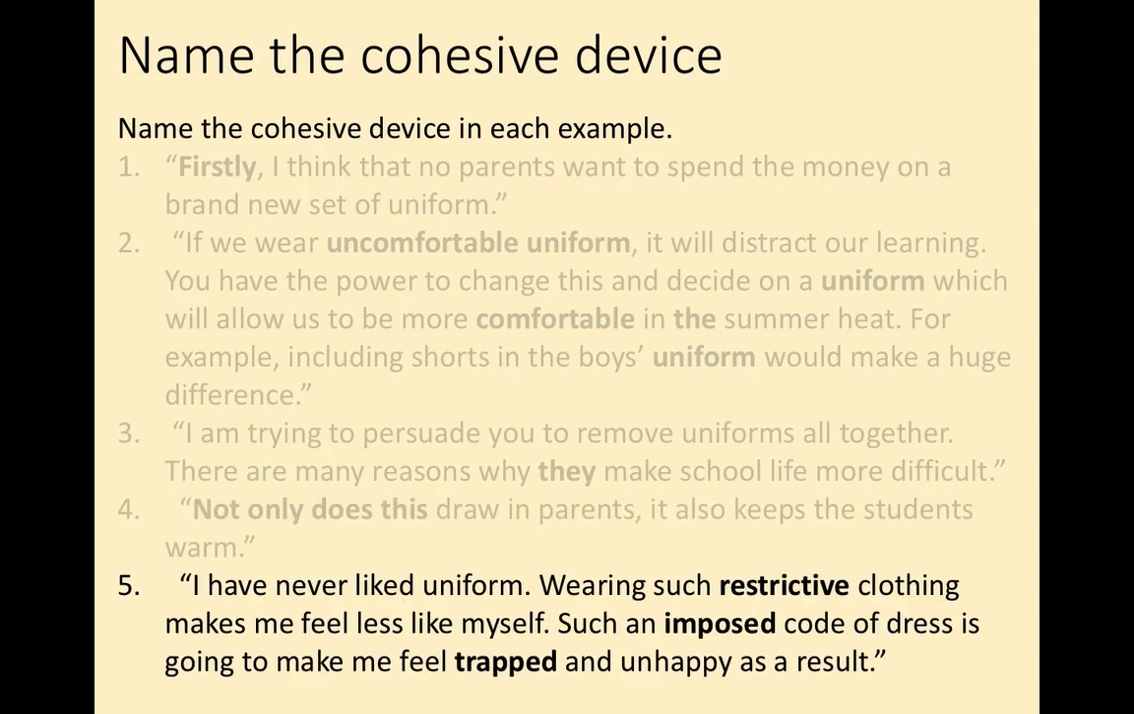Okay, and number 5, we can see the words in bold are restrictive, imposed, and trapped. So for number 5, the answer was synonyms. So these words all suggest that the code of dress or the uniform is a negative thing and something that would make them feel quite restricted. But instead of using the word restrictive 3 times, the person has used restrictive, imposed, and trapped to reinforce that idea. So number 5 was synonyms.